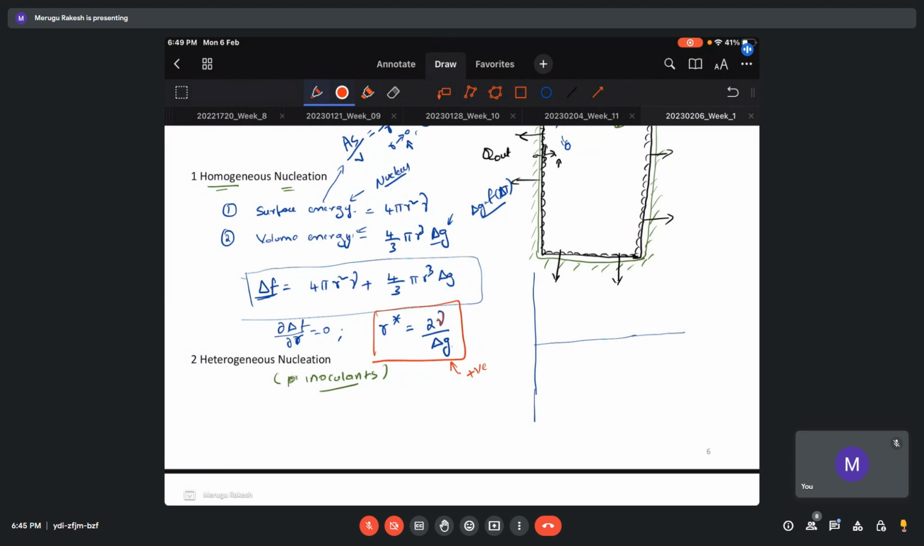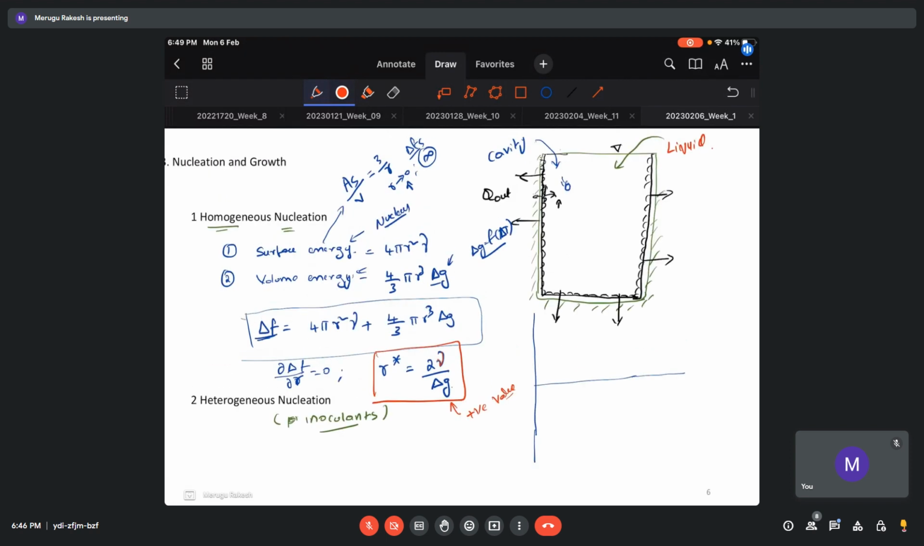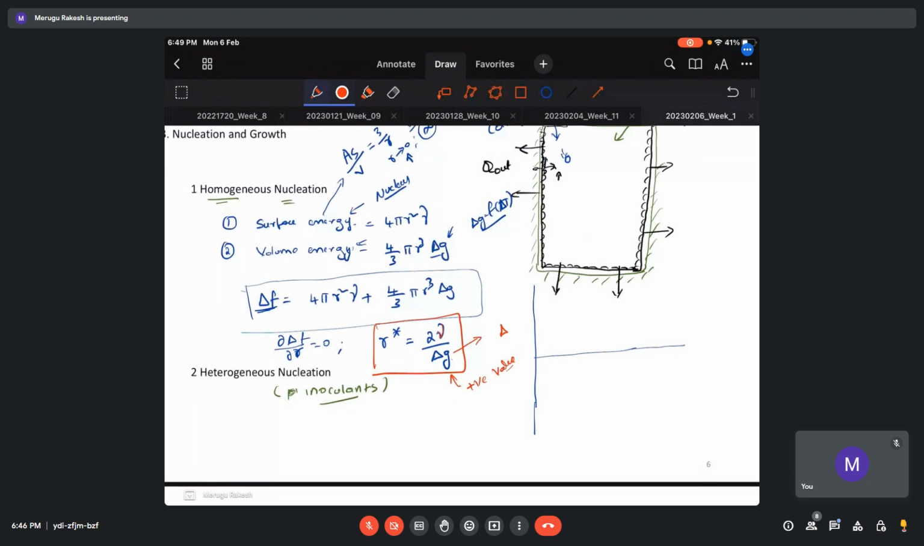So you should not get a negative. That's why I'm writing delta Z. Actually it is a negative value, but you have to keep the positive value inside for getting this critical radius. So the critical nucleus radius is the minimum radius that you need to get in order to form a nucleus. Now this is the formula for this delta Z. We can also write this as delta H divided by delta T.